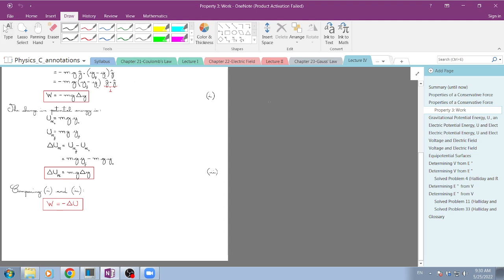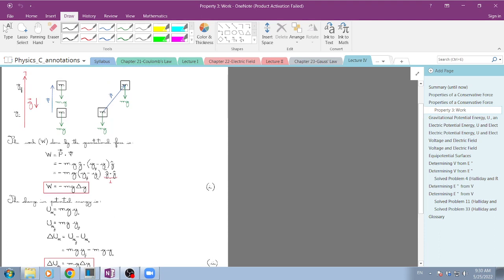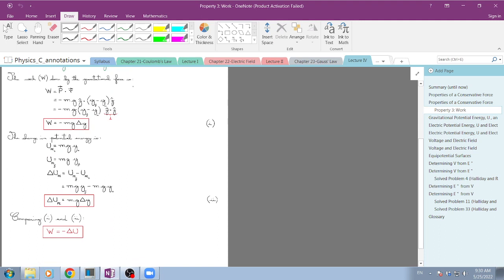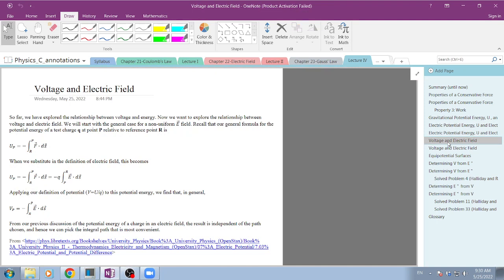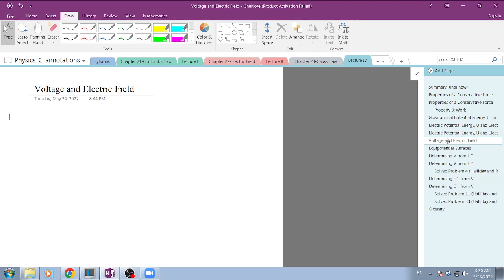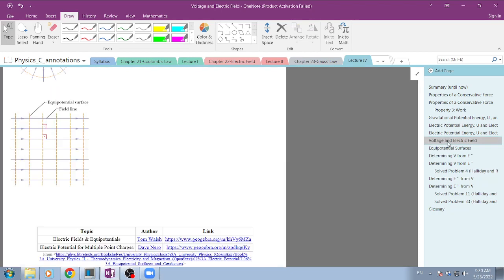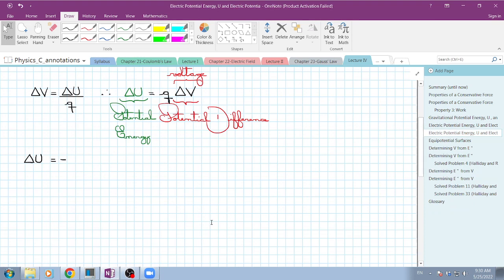Okay, I'm going to leave this on your notes so you can recall how to prove it, but I'm not going to prove it now. I'm just going to use this result to find a relationship between the voltage, or the potential difference, and the electric field. This is what I'm kind of interested in, right?